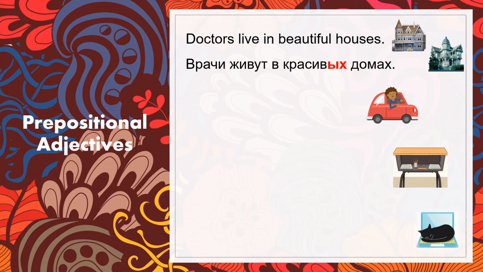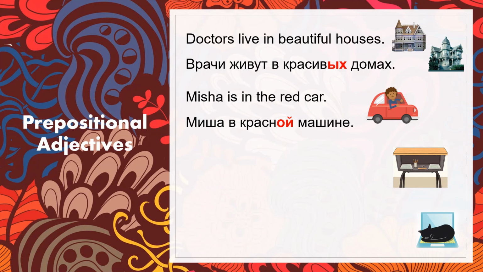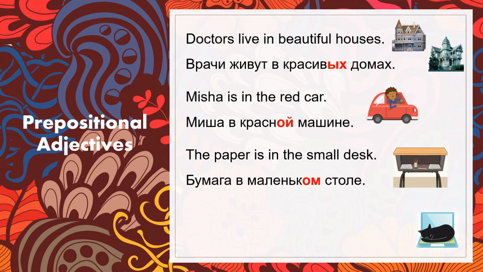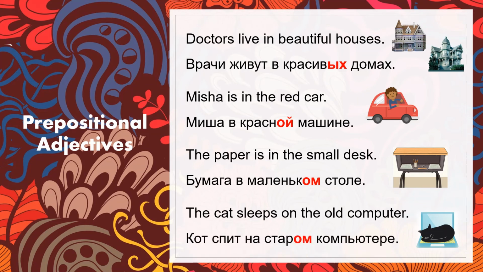Okay? Misha is in the red car. So red car is going to be in prepositional. Misha в красной машине. The paper is in the small desk. Бумага в маленьком столе. The cat sleeps on the old computer. Кот спит на старом компьютере.